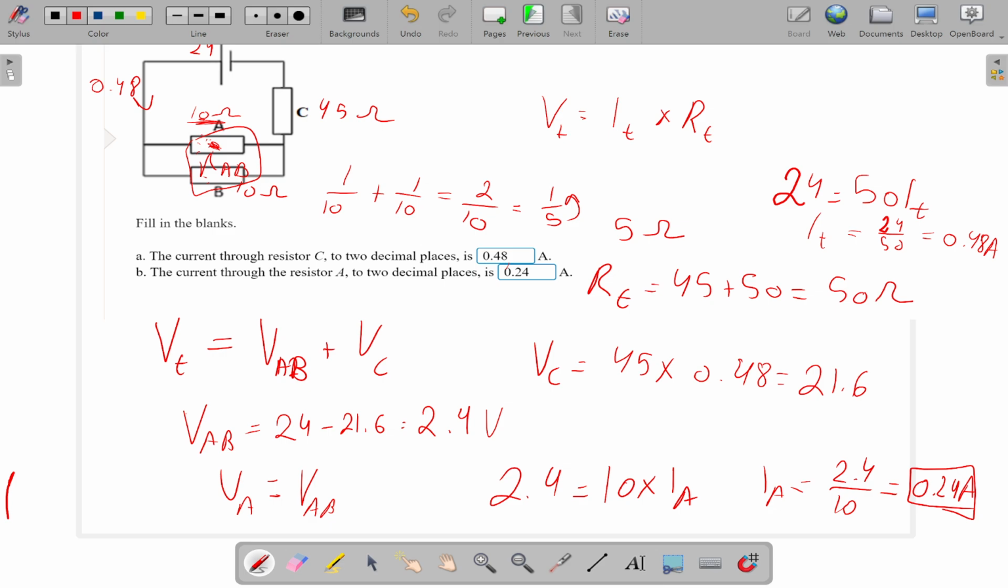And I already solved part A, which is here. Perfect. This is the end of the quiz, guys.